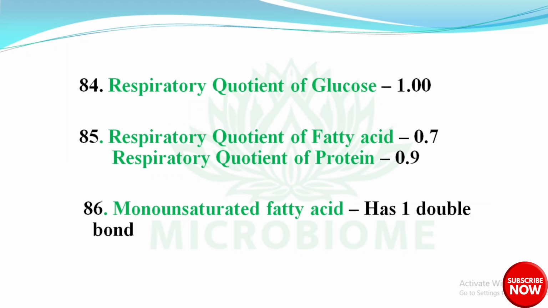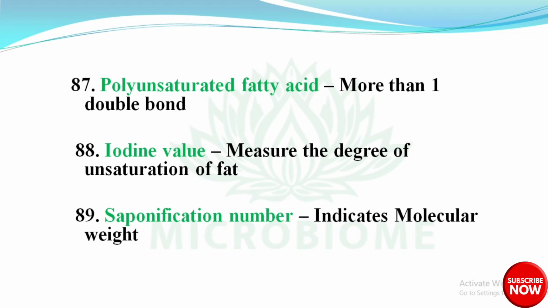And here comes the respiratory quotient. For glucose 1, fatty acid 0.7, protein 0.9. And next, monounsaturated fatty acid. It has only one double bond. And next, polyunsaturated fatty acid. Here, more than one double bond is present. Next, iodine value. It measures the degree of unsaturation of fat. Then saponification number. It indicates the molecular weight.